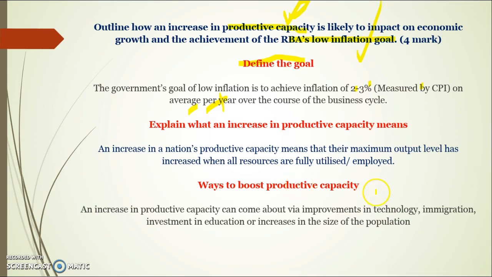It occurs when the maximum level of output has increased, so we're able to produce more when all our resources are fully utilised or employed. Ways you can boost your productive capacity: technology, immigration, education. So provide examples of how a country boosts their productive capacity for your first 2 marks. Define the goal, explain what productive capacity is. If you don't feel you're doing that very confidently, at least provide examples of things that can shift that, and that's really just things that boost the PPF or shift the PPF outwards.